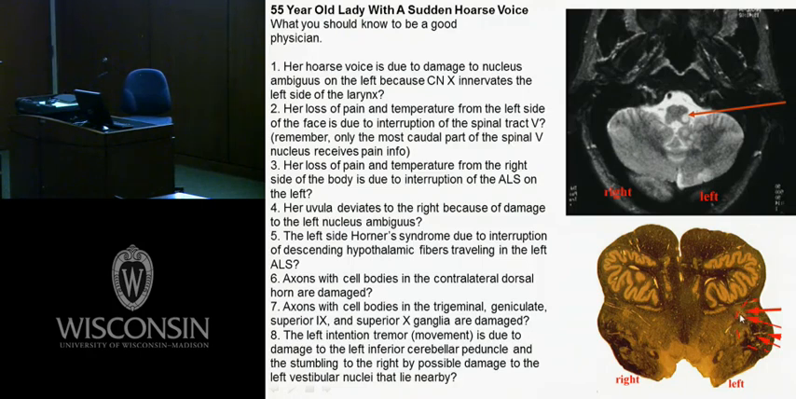You're going to get deviation of your uvula. Which way? Strong side. You're going to get loss of ALS, pain and temperature, contra. You're going to have a Horner's on the ipsi. The inferior cerebellar peduncle is going to give you some problems with incoordination on the ipsi side. And you're going to have problems with pain and temperature from the ipsi side of the face, ipsi side of the face, contra side of the body from the ALS.